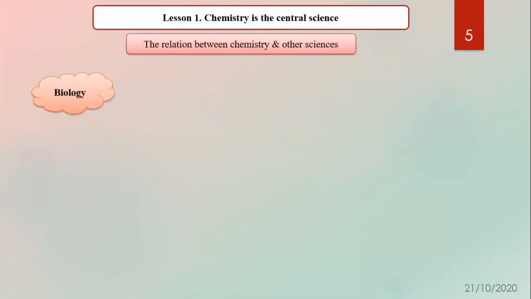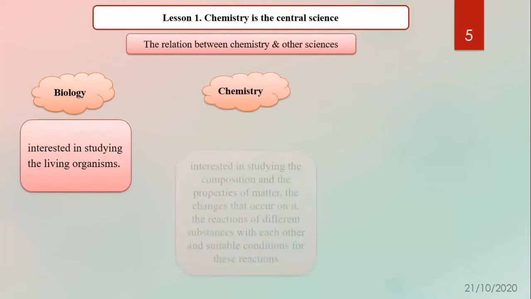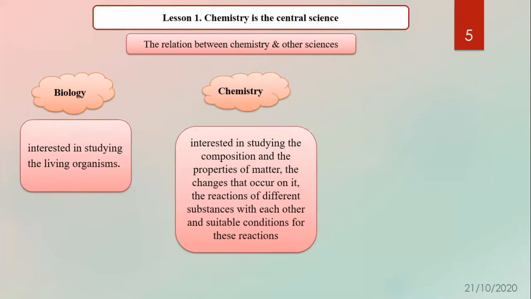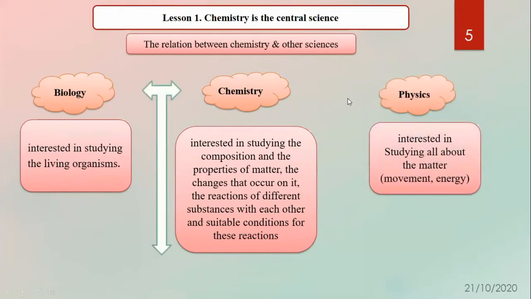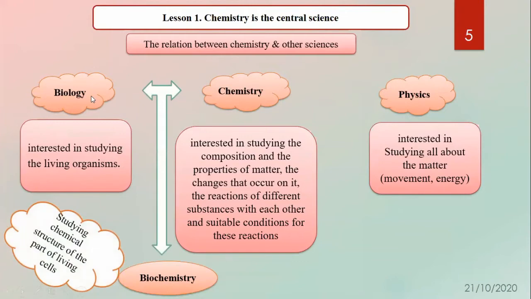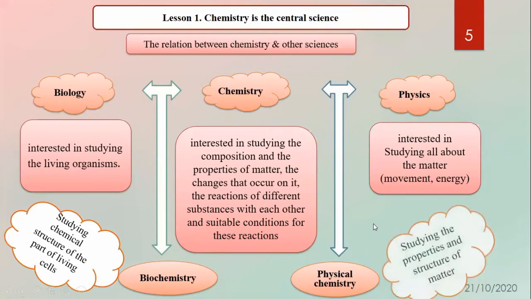Now, let's make a revision about the relation between chemistry and other sciences. We said before that there is a community between biology and chemistry, and also a community between chemistry and physics. When biology is integrated with chemistry, we have biochemistry as a sub-science. While when there is a community between chemistry and physics, we have a sub-science which is called physical chemistry. Okay, do you still remember it?